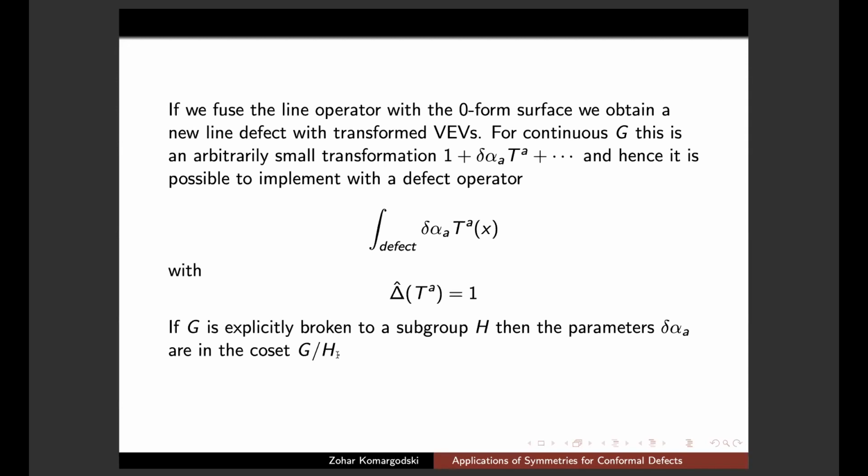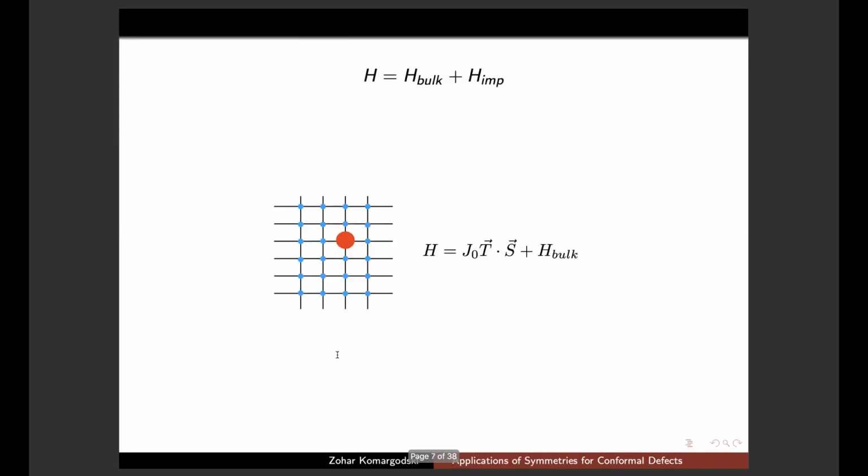When you say explicitly broken, you mean explicitly broken on the line to a subgroup H? Yes, explicitly broken by the theory on the line or its interactions with the bulk, or both, but not by the bulk theory, which is assumed to have a G symmetry. So for instance, the bulk theory could be a Heisenberg magnet, but the coupling here could only pick out one of the spins, and you would destroy SO(3) symmetry in this way.